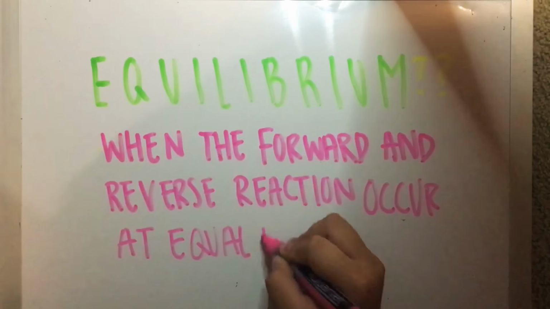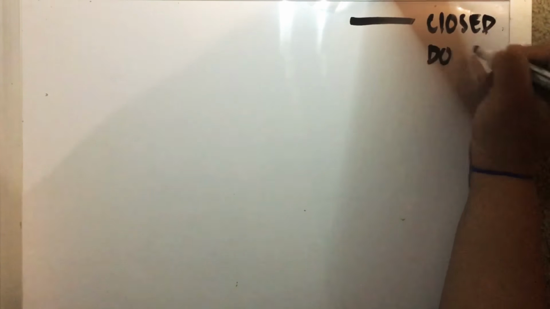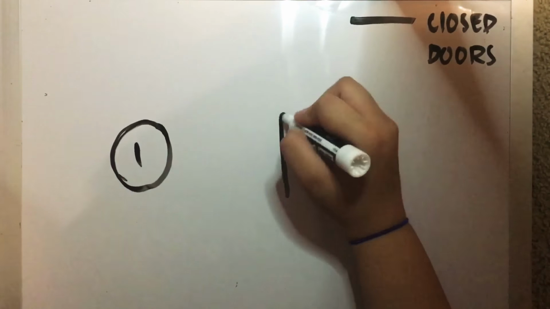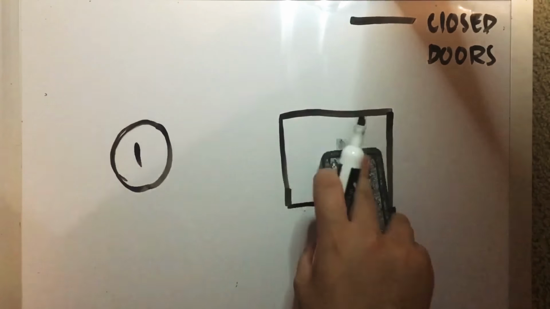Now we're going to talk about my analogy for equilibrium. We're going to start off with two tables inside a building, something similar to a closed system, because in order for equilibrium to exist, the reversible action must happen in a closed system, just so the products that are formed from reactants will be ready for the reversible reaction.